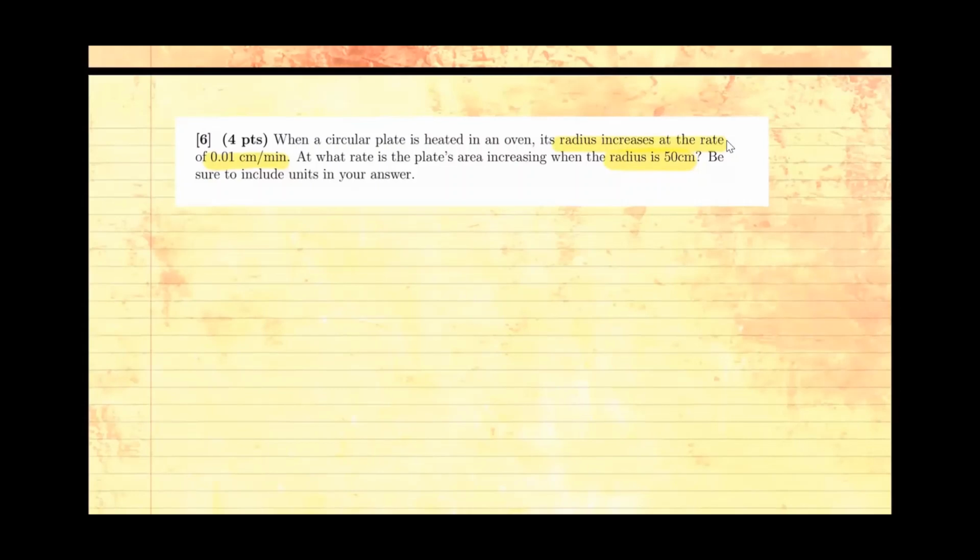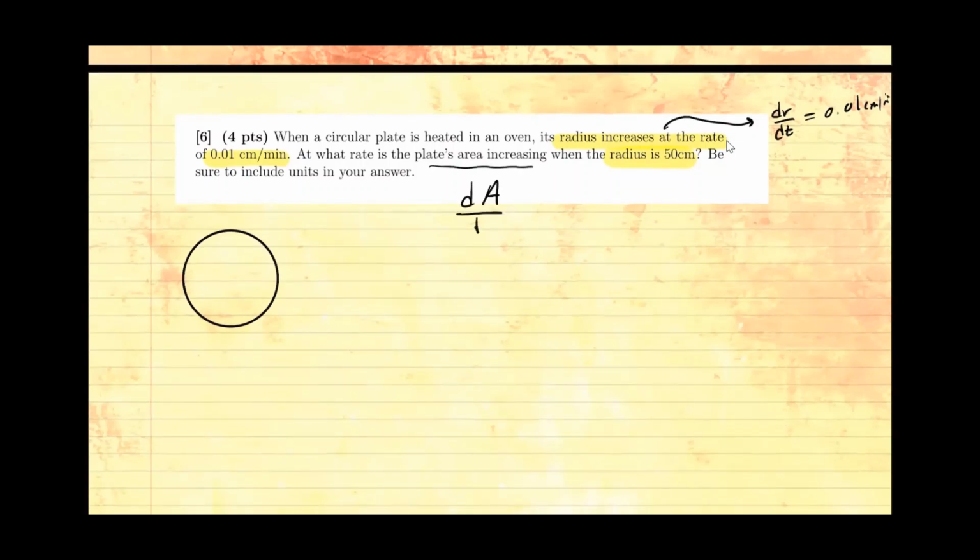So you have a circular plate. We're talking about a circle that is heated in an oven and its radius increases at a rate of 0.01 centimeter per minute. So this means that's the rate of the radius, right? So let's call it dr/dt. It's increasing with respect to time. That would be 0.01 centimeter per minute. Sorry, I ran out of space. At what rate is the plate's area increasing? So we're looking at the rate of the area. That's what we're looking for, when the radius, so that's r, is 50 centimeters.